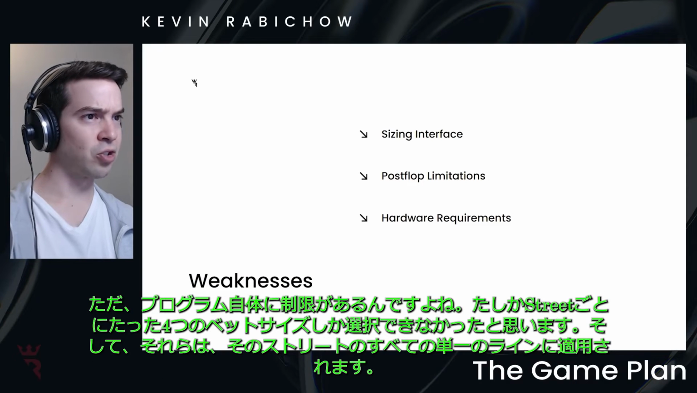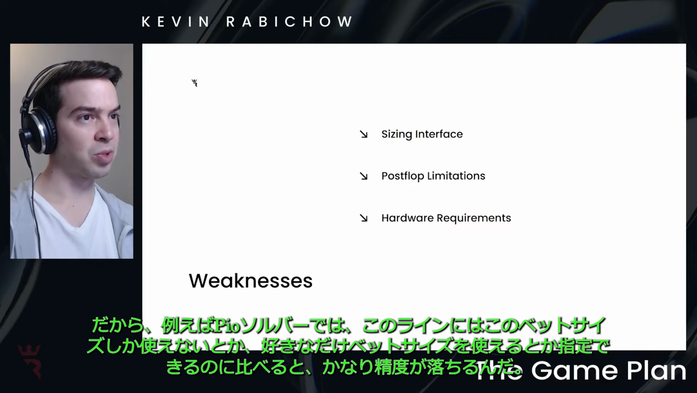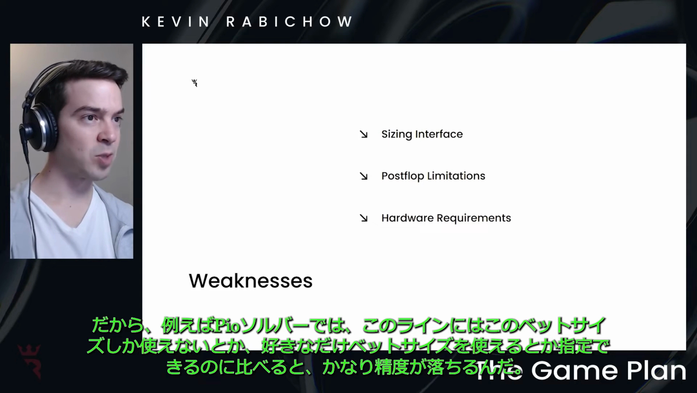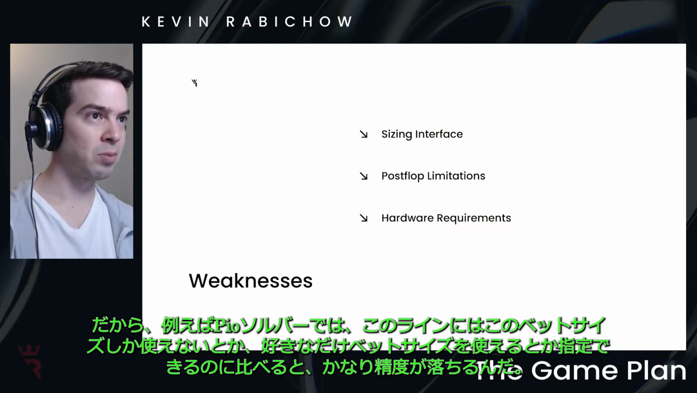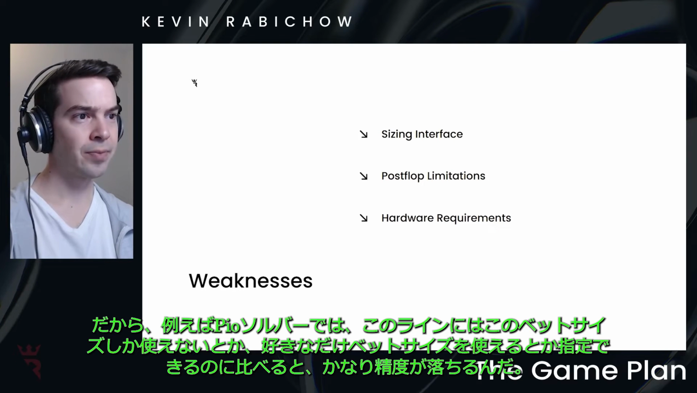But there are just limitations in the program itself. I think they only let you choose 4 bet sizes per street, and those apply to every single line for that street. So it's a lot less precise than PioSolver, for example, where you can specify, only use these bet sizes for these lines. You can use as many bet sizes as you want, etc.